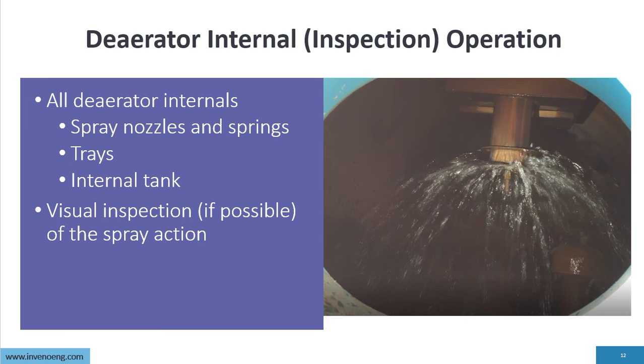On the annual shutdown, all deaerator internals should be inspected: spray nozzles, springs, trays, and the internal tank. The other thing is visual inspection, if possible, to actually video or take pictures of the spray action. As you see in this picture on the right-hand side, not very good spray. We want the spray to break up the water in very, very small droplets so that we can get the non-condensable gases to come out of solution. So this deaerator was definitely not performing to standards.